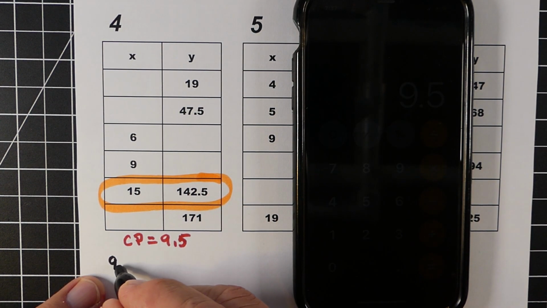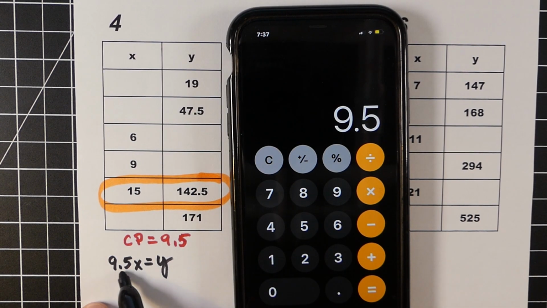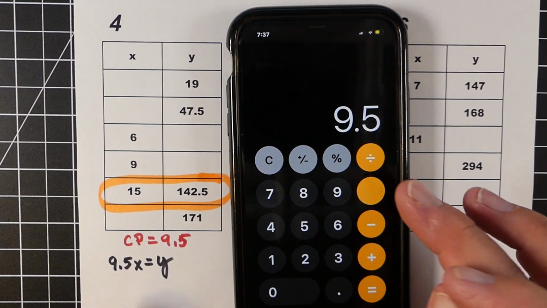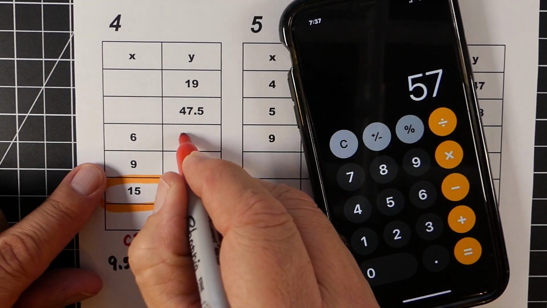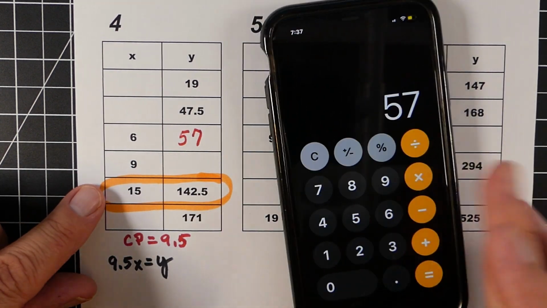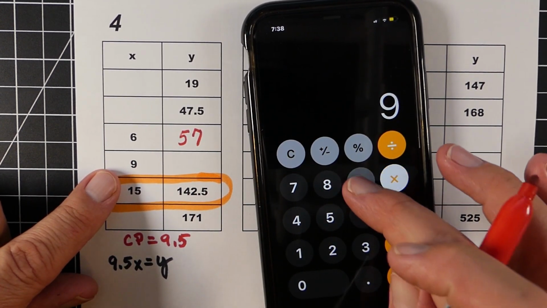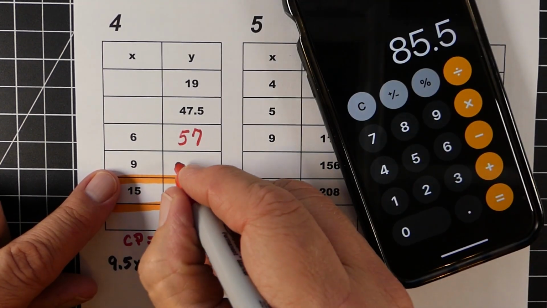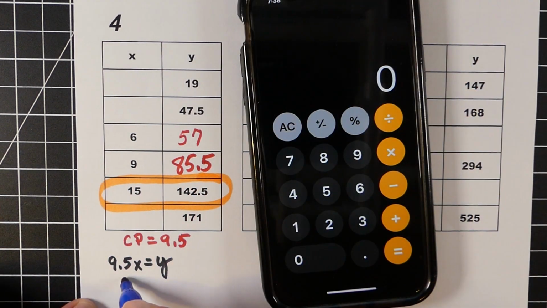So if we're trying to create an equation to find y, it would be 9.5 times x is going to equal y. And so all we have to do is take whatever x's we have here times the 9.5, and that will give us our y. So the first one's going to be 57. The next one, we go 9.5 times 9, will give us 85.5, so that would be the y there. So we're just taking wherever the x is and multiplying it by that constant.